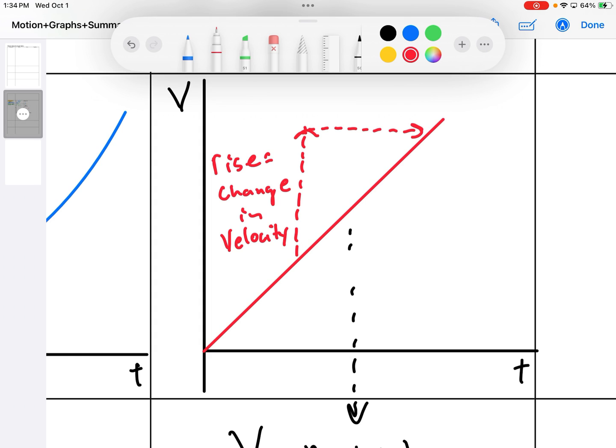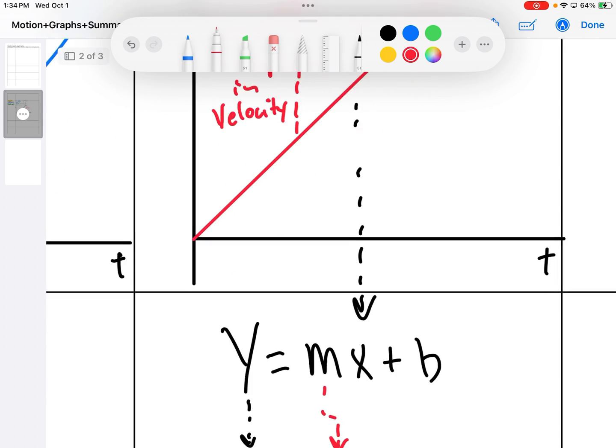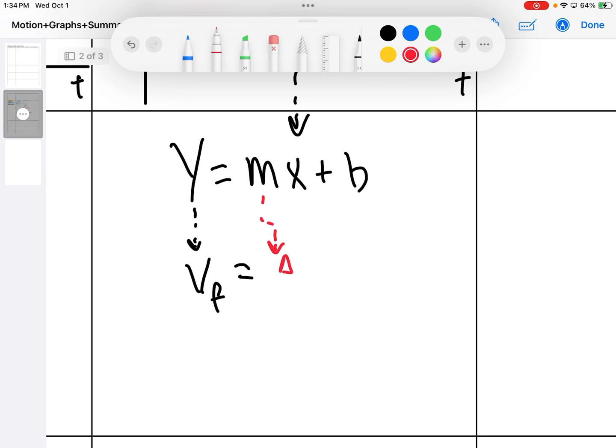Very good. Our rise is the change in velocity, let's call it delta V. And our run is our change in time, delta T. So, our change in velocity over our change in time, delta V over delta T. Okay, very good. We'll come back to this quantity.